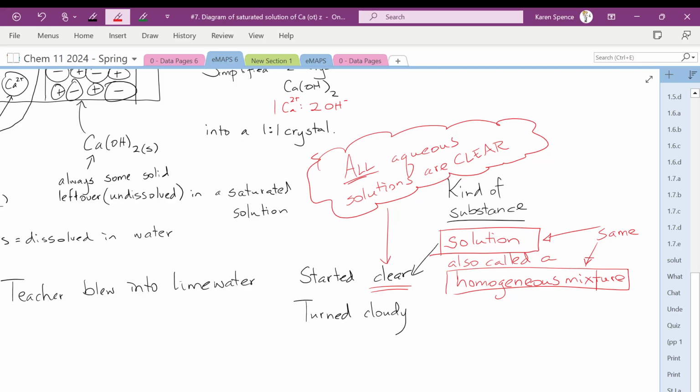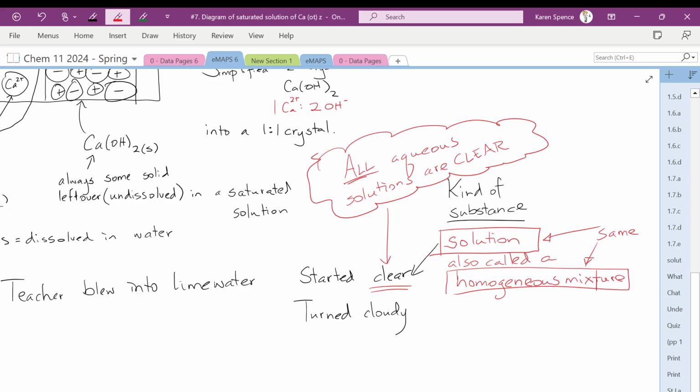Because if air, are you guys talking chemistry? Okay. Air is a solution. It is a mixture of nitrogen and oxygen and carbon dioxide and water and argon and a bunch of other stuff. It is a gaseous solution. It is a gaseous homogeneous mixture.